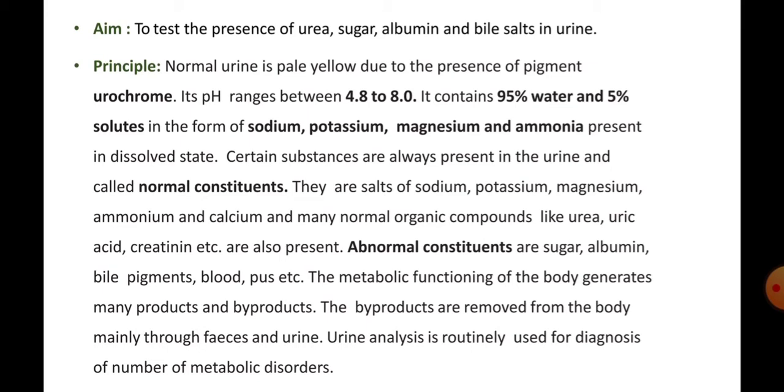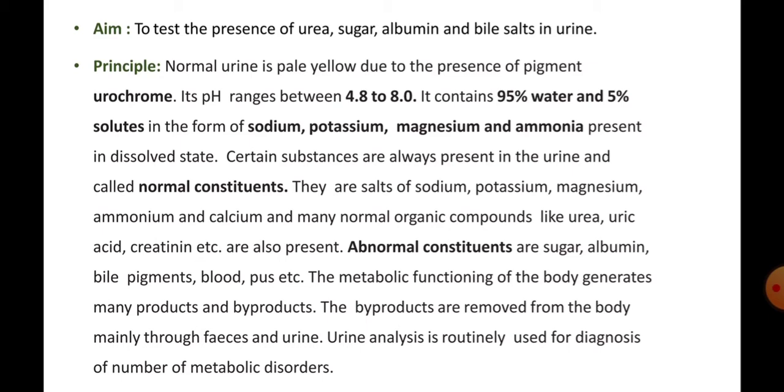As we know, the metabolic functioning of our body generates many products and byproducts. These byproducts are removed from the body mainly through the fecal matter and the urine. And so urine analysis is routinely used for the diagnosis of a number of metabolic disorders that can take place in a body.